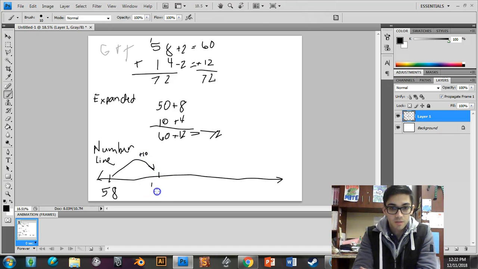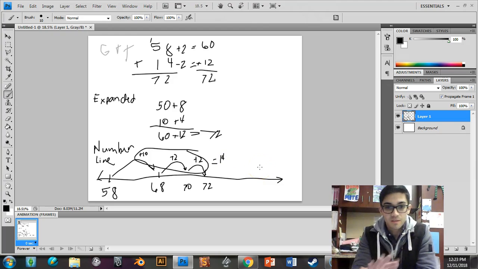That makes me go to 68. Okay. And I'm going to take a smaller jump, add 2. That's going to get me to 70. Okay. And I'm going to add another 2. That's going to get me to 72. All of these numbers up here equal 14. Okay. These are 3 of our strategies to use for addition.